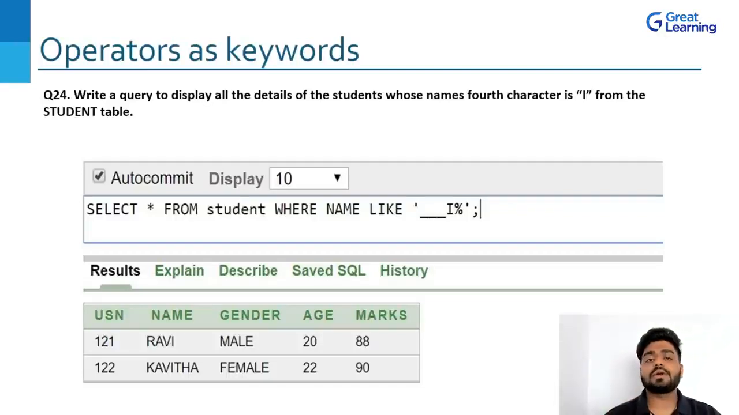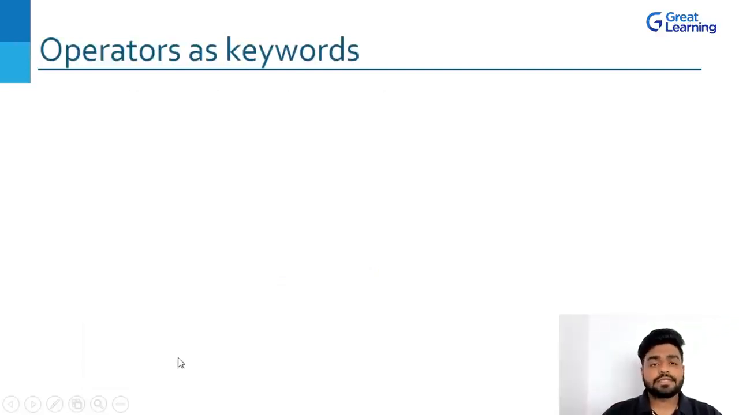Why 3 underscores? Because we know that the 4th one is I, so the previous 3 letters we need to identify. And that is what we have done. So we are getting Ravi and Kavita, because Ravi and Kavita have the 4th letter I. This is how you will use the LIKE keyword.